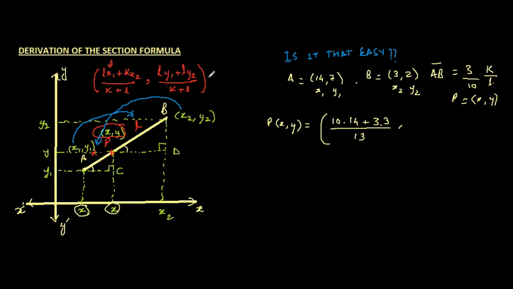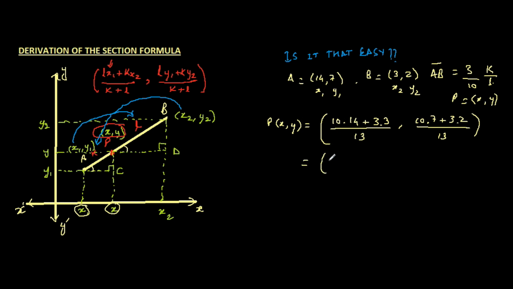And the y coordinates will be L y1. So L is 10. So 10 comma y1 is 7 plus L y2. Sorry, I made a mistake there. That should not be L y2. It should be k y2. So I'll write it as k y2. So this becomes k is 3. So 3 times y2. Y2 is 2 over k plus L. So k plus L again is 13. And then I need to just simplify this and find the coordinates of x, y.